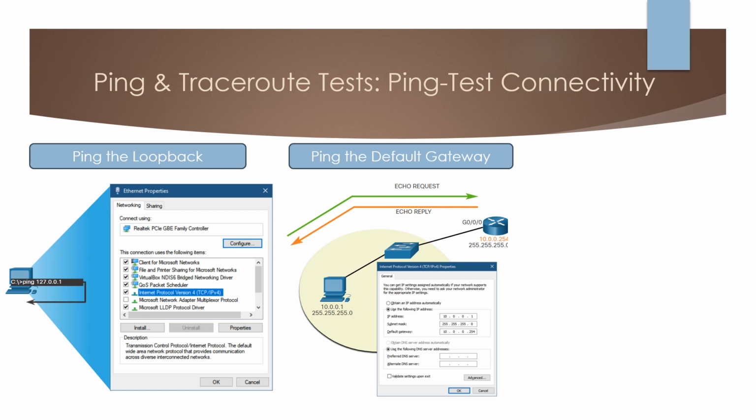And here you can see that the host pings its default gateway, sending an Internet Control Message Protocol echo request. The default gateway sends an echo reply confirming the connectivity. And another ping command for testing connectivity is pinging a remote host. Ping can also be used to test the ability of a local host to communicate across an internetwork.